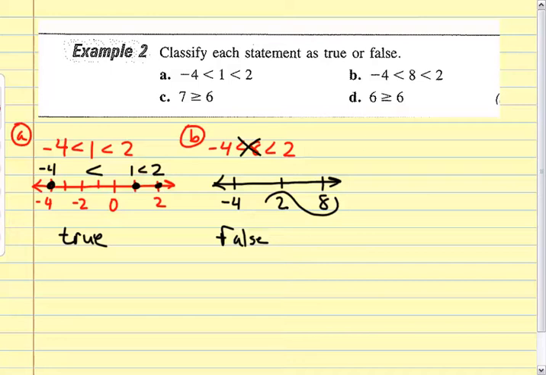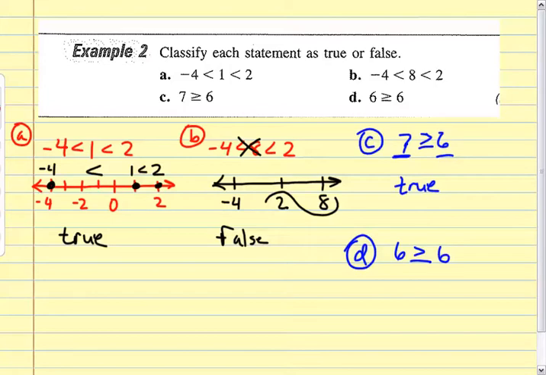Now, let's look at C. 7 is greater than or equal to 6. Is that true? Well, yeah. In fact, in this case, 7 is greater than 6. But the number over here to the left has to be greater than, or it can be equal to 6. So yeah, this is true. That's a true statement. And then the last one, D, I'm going to squeeze it in here. 6 is greater than or equal to 6. Well, the number over here can be greater than this number or equal to it. And it is equal to it. So this is true.